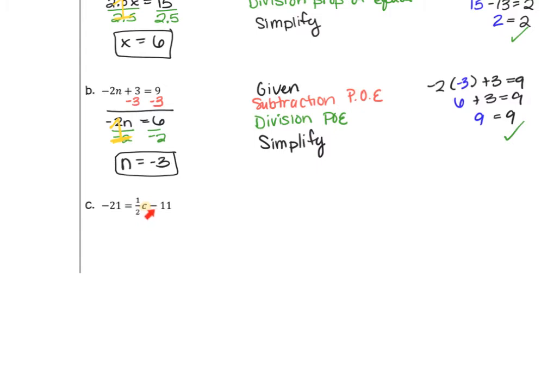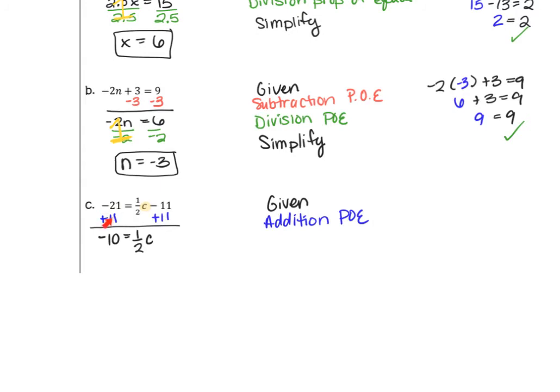So if this says minus 11, what am I going to do with it? The opposite of subtraction is addition. So I'm going to add 11 to both sides. That's the addition property of equality. And then that will leave me with negative 10 is equal to 1/2 c. So you just really want to be careful of your signs right here.